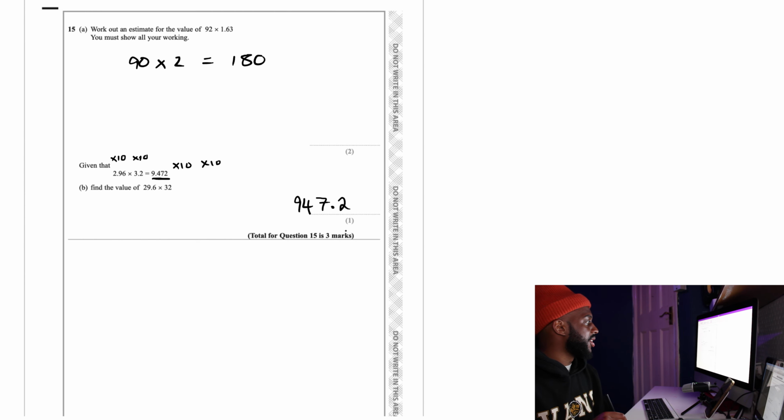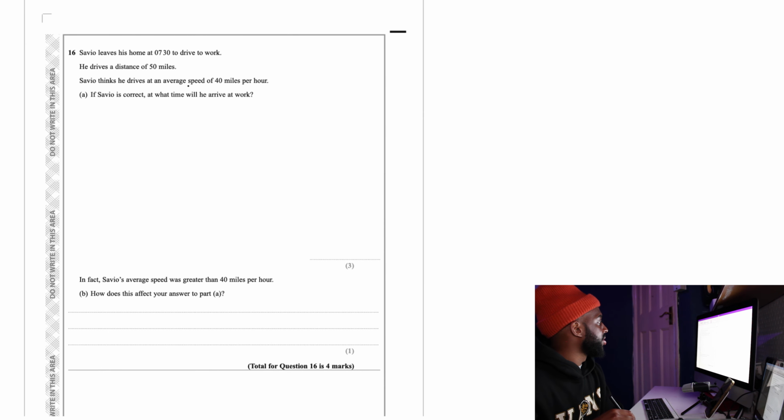We're looking at a speed, distance, time question. Savio leaves his house at 7:30 to drive to work. He drives a distance of 50 miles. He thinks he drives at an average speed of 40 miles per hour. If he's correct, what time will he arrive at work?